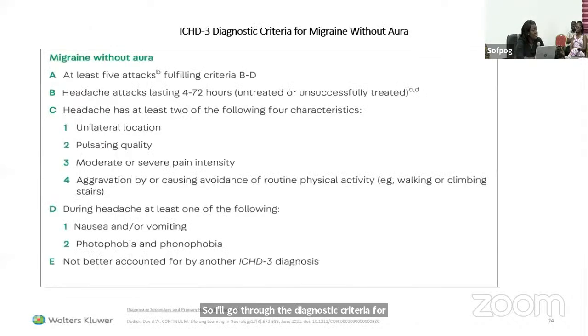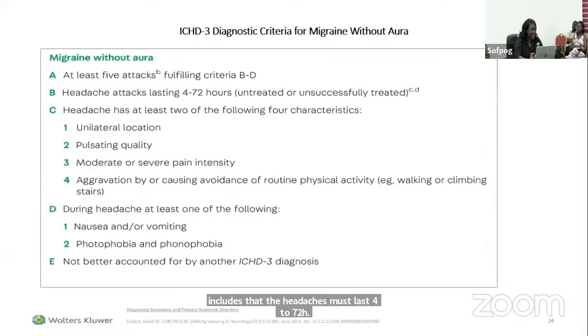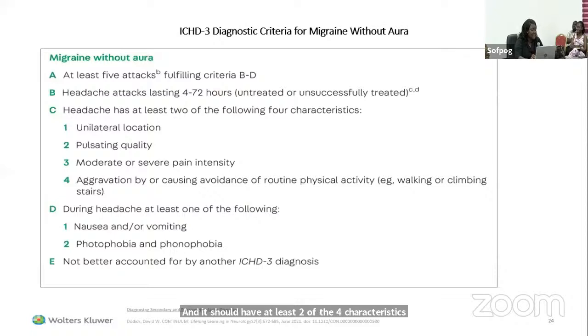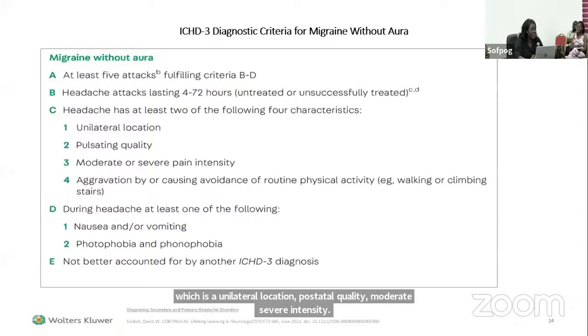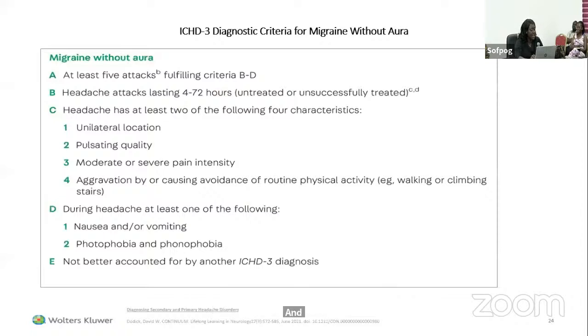So how do we diagnose a patient as having migraine without aura? These patients should have at least 5 attacks, and it should fulfill criteria B to D, which includes that the headaches must last 4 to 72 hours. And it should have at least 2 of the 4 characteristics, which are a unilateral location, pulsatile quality, moderate to severe intensity, and aggravation by or causing avoidance of routine physical activity.